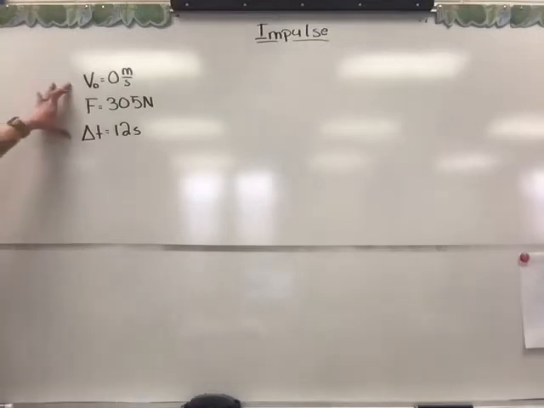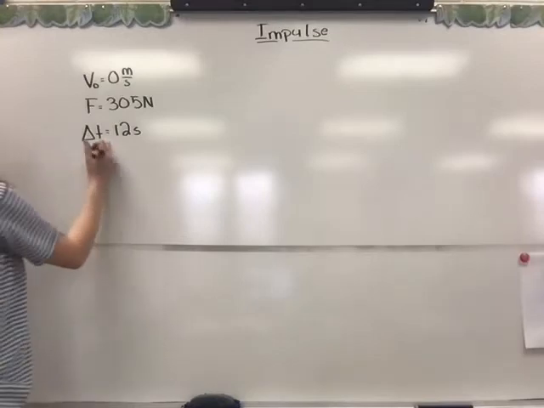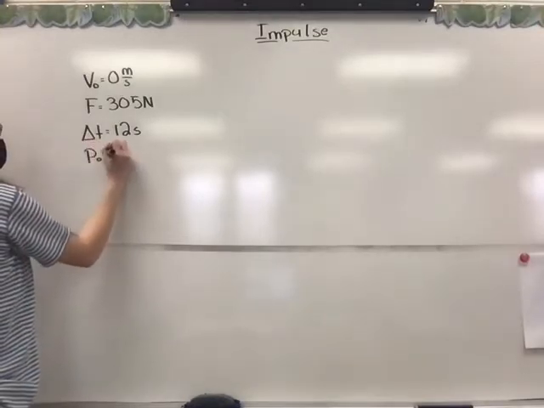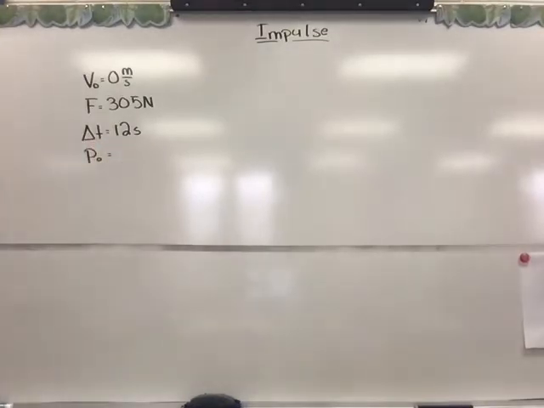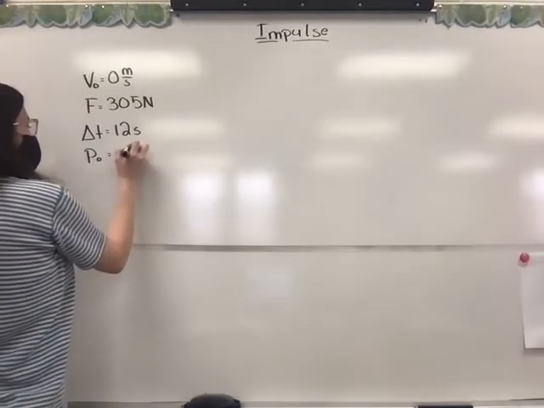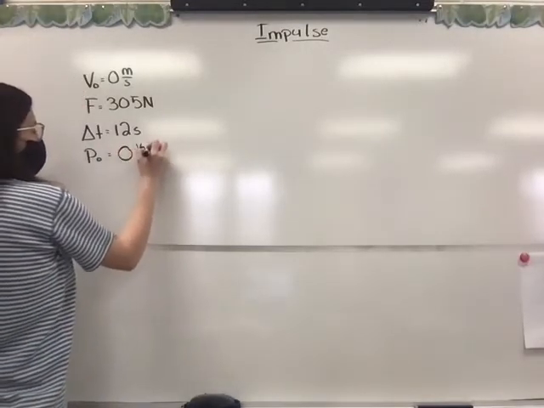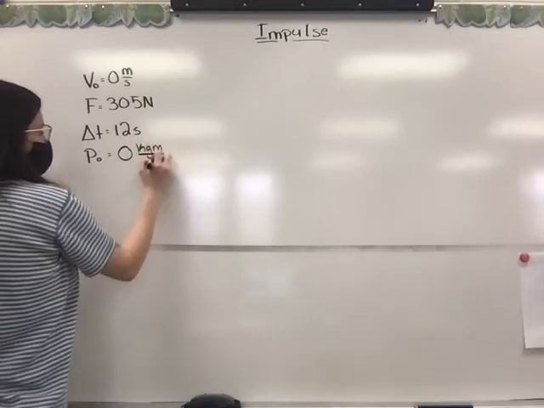Okay, so with this information, first things first, what is our initial momentum going to be? Yeah, it's going to be 0, right? Because momentum is mass times velocity. We don't need to know what the mass is to know that this is going to be 0 because it gets multiplied by 0. So this is going to be 0 kilogram meters per second.